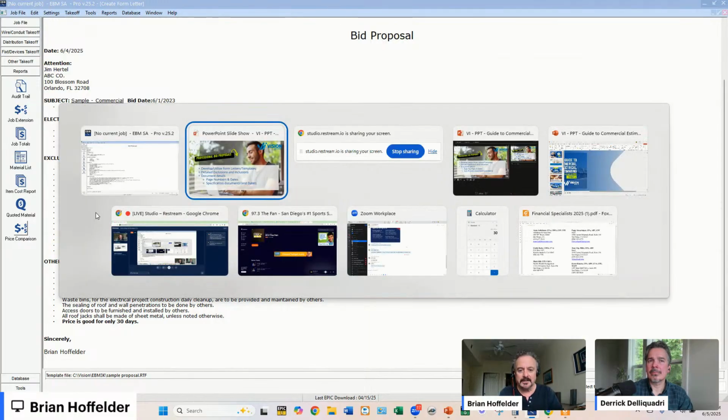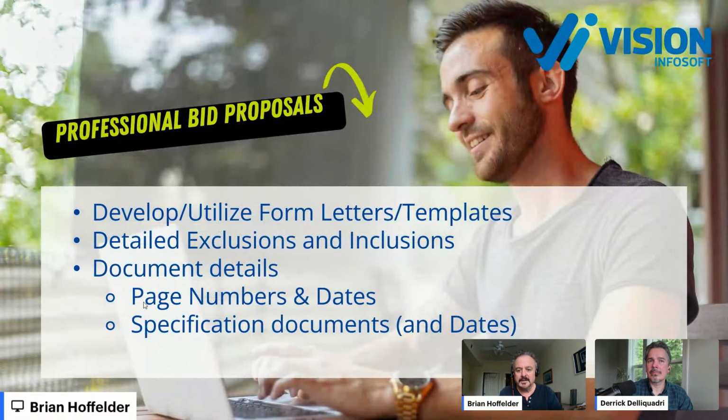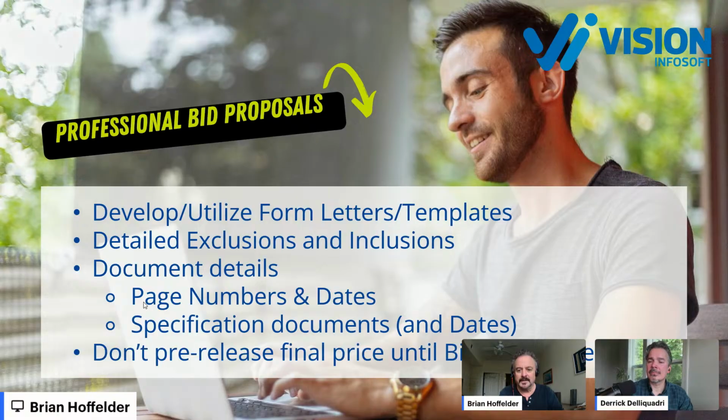The other thing to keep in mind, in addition to all that detail, don't pre-release your final bid price. You can send the proposal, your scope of work, all the information that they need to review a day or two or whatever before the bid, but don't give them your final price until as late as you can. You don't want to give them an opportunity, obviously, to shop your price around. So don't give up anything more than you have to ahead of the actual bid date and time.